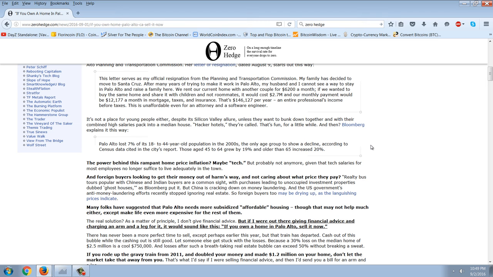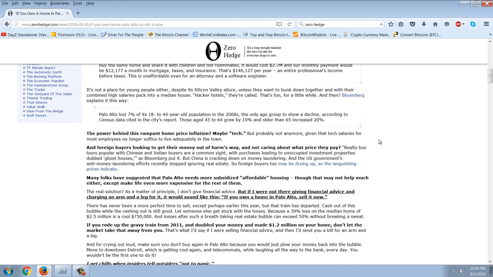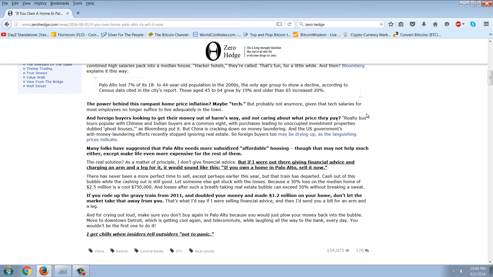It's not a place for young people either, despite its Silicon Valley allure, unless they want to bunk down together and with their combined high salaries pack into a median house. Hacker hotels, they're called. That's fun for a little while." And then Bloomberg explains it this way. Palo Alto lost 7% of its 18 to 44-year-old population in the 2000s, the only age group to show a decline, according to census data in the city's report. Those aged 45 to 64 grew by 19%, and older than 65 increased 20%.